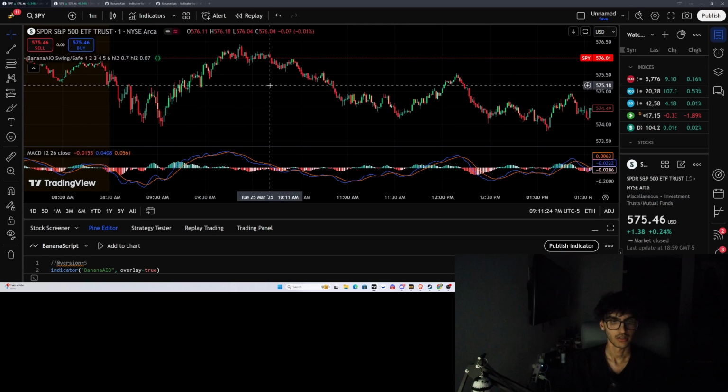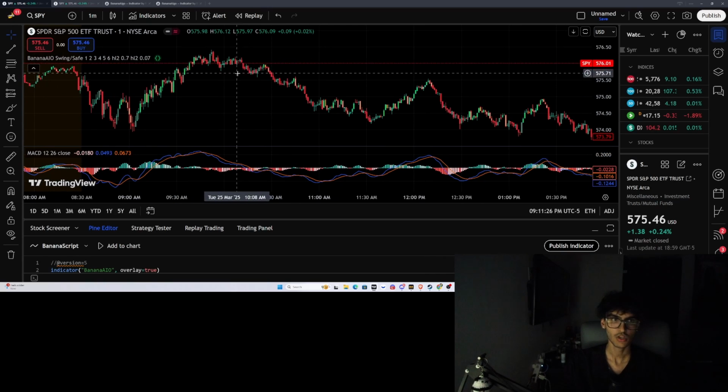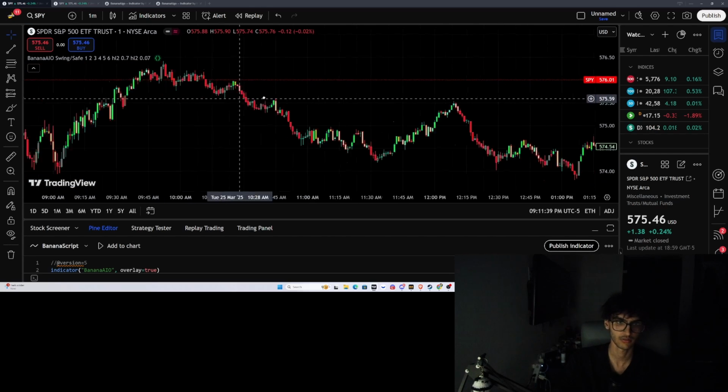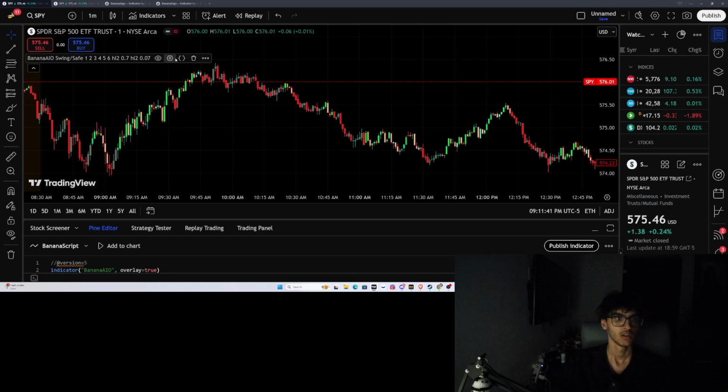I find it better than just looking at a raw red candle because it went down, and a green candle because it went up. This just gives me more information without having MACD actually pulled up. I don't really need all of that.